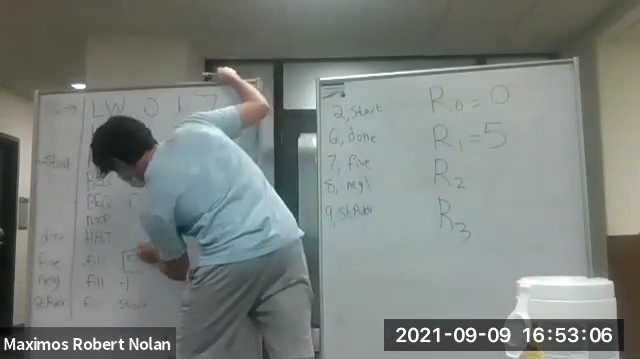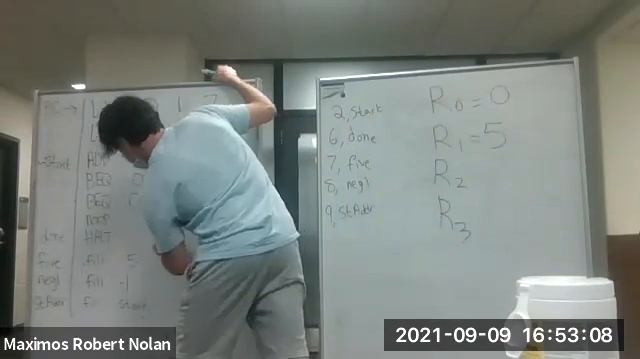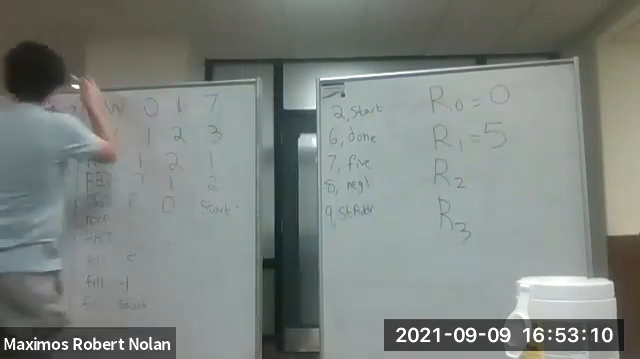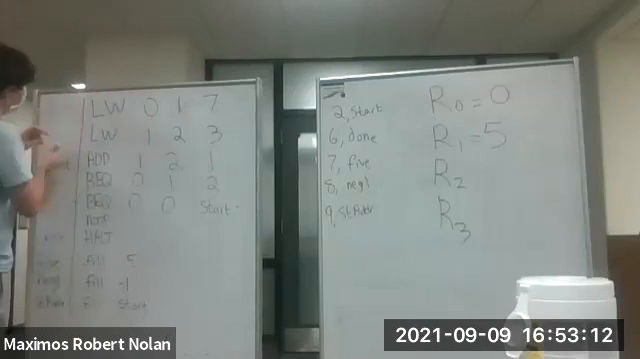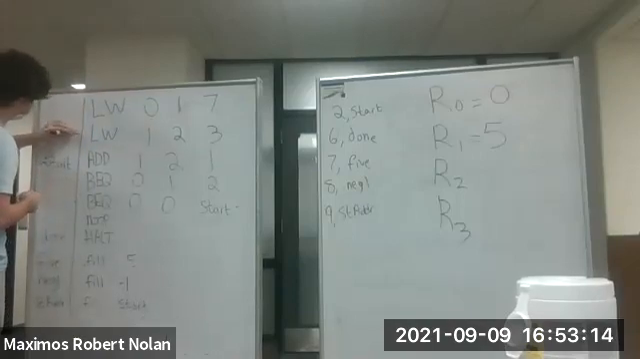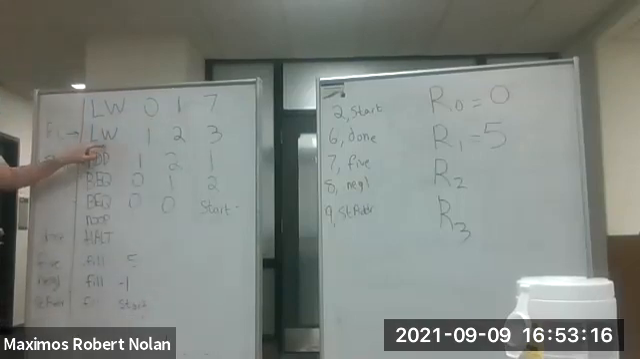Now line 2. So we go ahead and increment PC. PC equals PC plus 1. PC is now right here. We have load word 1, 2, 3. So based on what we just did here, does anyone know what we're going to do for this instruction? What memory address are we going to look at?